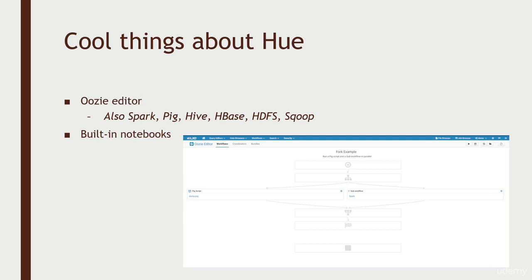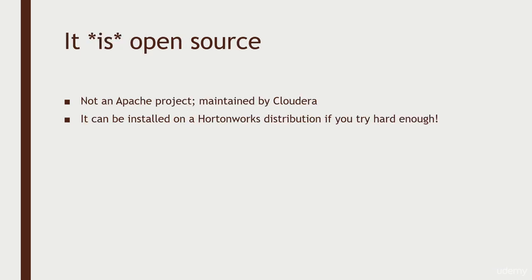And like Ambari, it also offers interfaces to other systems like Pig, Hive, and HDFS and Sqoop. And it also offers a view into HBase and Spark where you can issue queries through the UI. So the Spark interface is kind of like the Zeppelin notebook. And notebooks are built in as part of Hue. You don't need to use Zeppelin as an extra add-on for playing around with Spark jobs, for example. So it's a little bit more of an integrated solution from that standpoint.